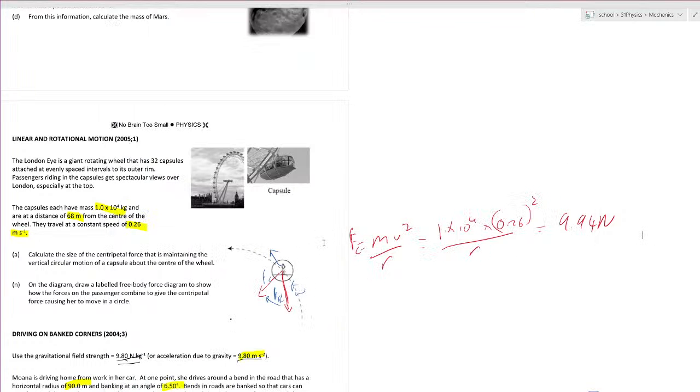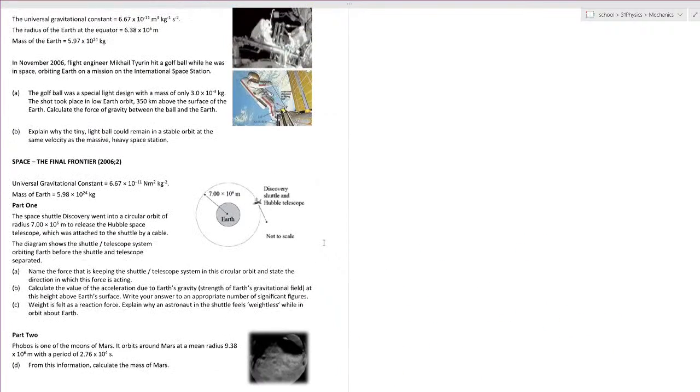Okay, let's keep going. What's our time? 25 minutes left-ish. Universal gravitational constant is 6.67 times 10 to the negative 11 newtons. Mass of the Earth is that. We've got a space shuttle Discovery in a circular orbit, which is that. Boom, boom, boom. And this time it's actually given us from the center of the Earth, which is really nice, so we don't have to do any adding. The diagram shows the shuttle and the telescope system orbiting the Earth, blah, blah, blah.